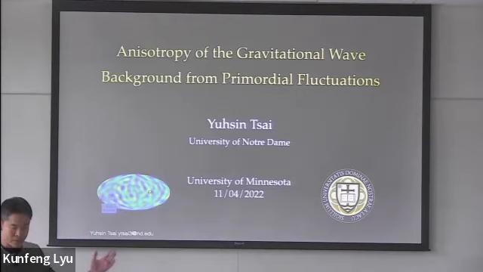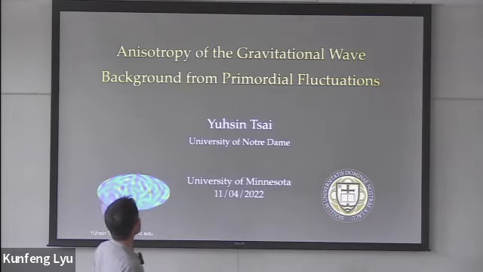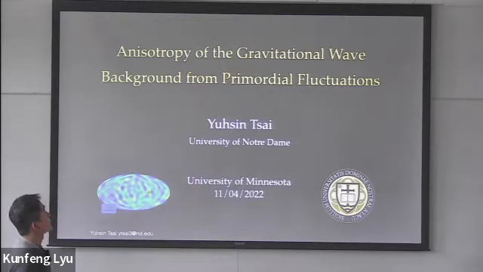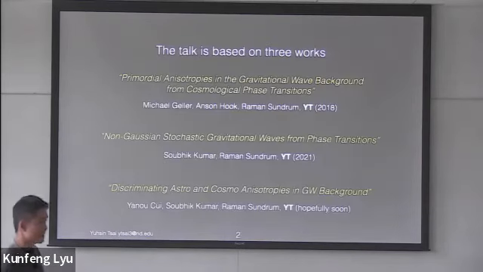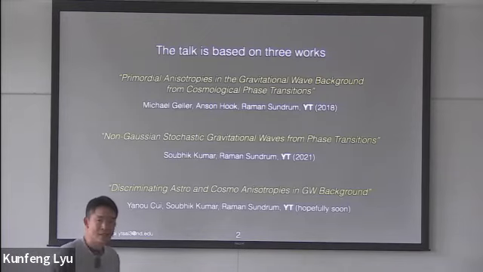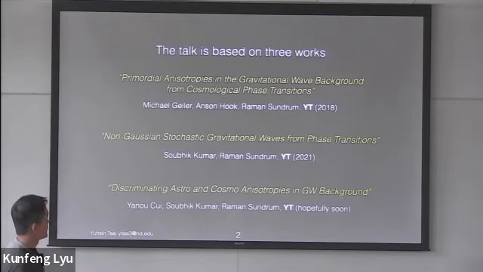So in this talk, I want to discuss something about the anisotropy of the gravitational wave background coming from the primordial fluctuations. This talk would be based on a few works I did before, and the last one I'm still trying to write, and hopefully we can put out soon. Throughout the discussion, if there are things that you want to see a more careful calculation or more plots, you can either just ask me directly, or I encourage you to also take a look at these works.